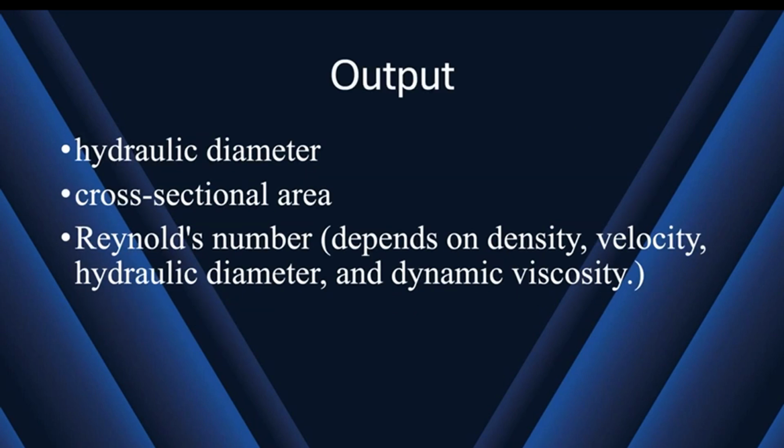Outputs are hydraulic diameter, which depends on the pipe or duct shape or diameter, and cross-sectional area, which also depends on the shape of the pipe. And Reynolds number depends on density, velocity, hydraulic diameter, and dynamic viscosity.